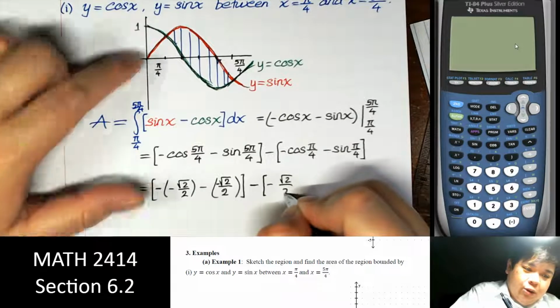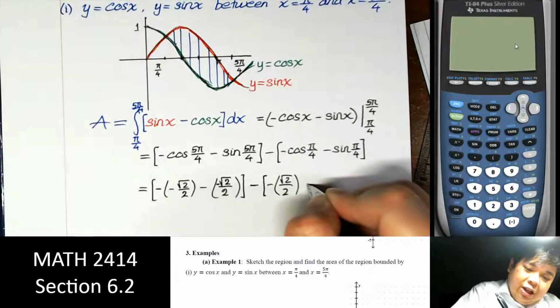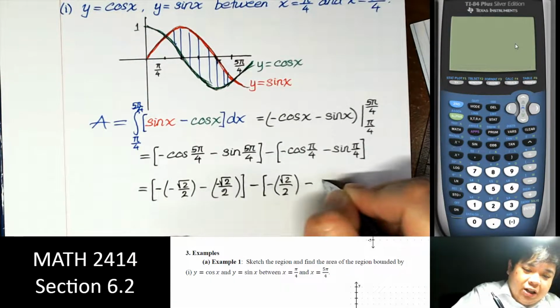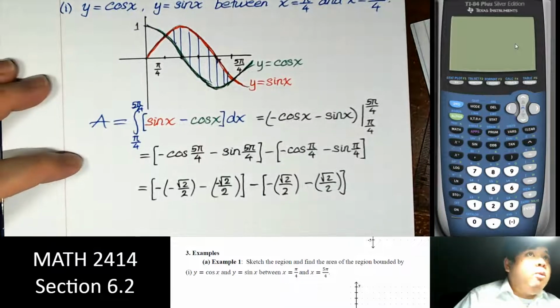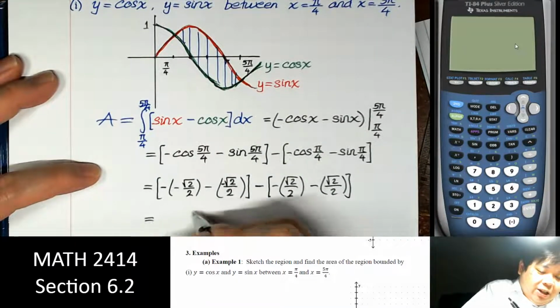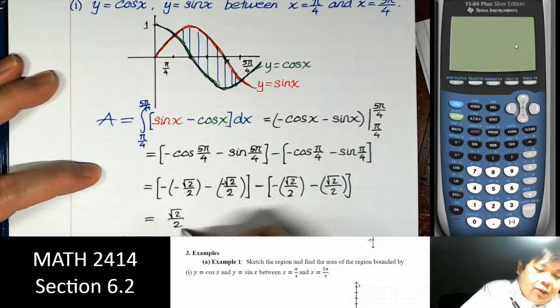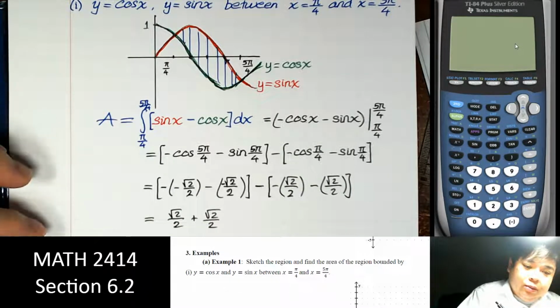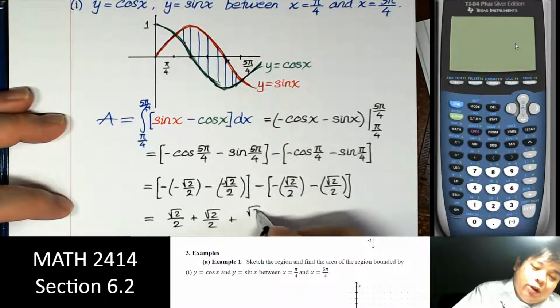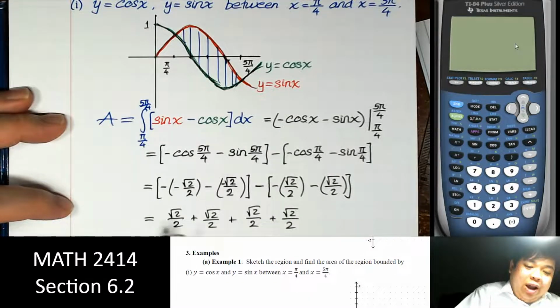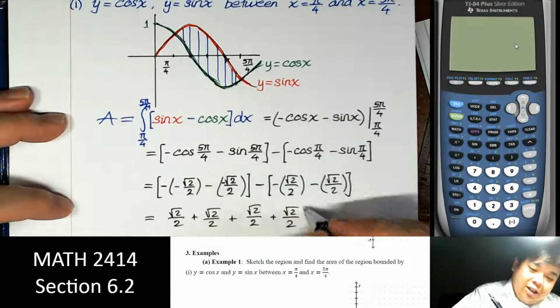Square root 2 over 2, and minus sine, square root 2 over 2 as well. So when we remove the parentheses, all the positives and negatives, square root 2 over 2 plus square root 2 over 2 plus square root 2 over 2 and square root 2 over 2. So when we add all of them up, there are 4 of these.